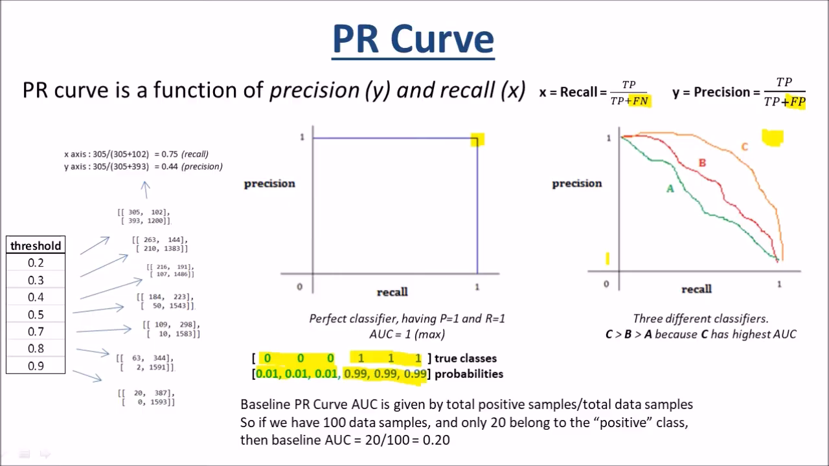Now the baseline PR curve area under the curve is given by the total number of positive samples in the data divided by the total number of data samples which I have in my data. So if I have 100 data samples in my test set and only 20 of them happen to belong to the positive class, then my baseline AUC will be 20 by 100, which is 0.2 or 20%. So with this 20%, I can judge my classifier whether it is any good or not. So if I have an area under the curve in this PR curve of 0.25, then it will be a very bad classifier. But if I have, for example, 0.5, 0.6, 0.7, it will be a very good classifier.